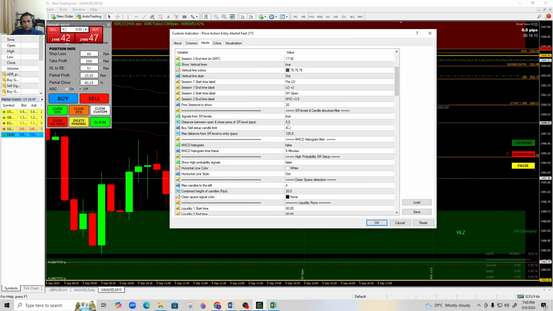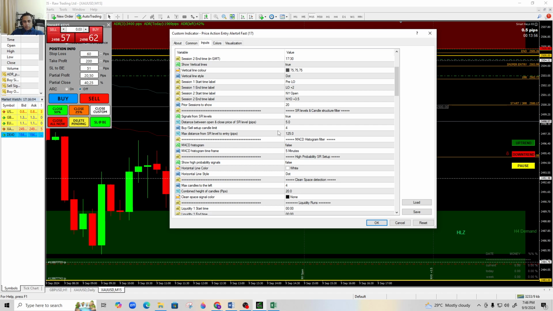Between the open and the close of the previous candle. So the close of this candle and the open of the next candle has to be 5 pips or less. If it's above 5 pips, then the candle would have opened somewhere here and it will not consider it as the proper structure.